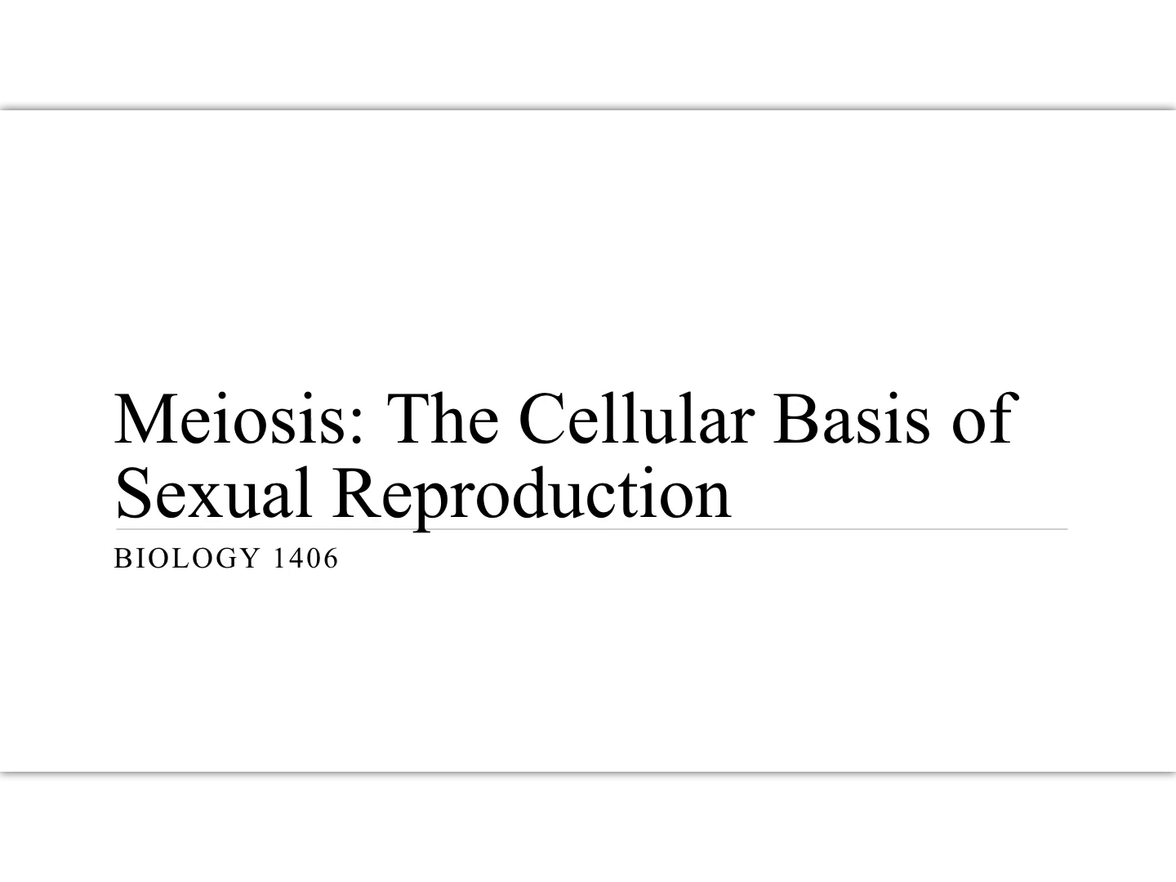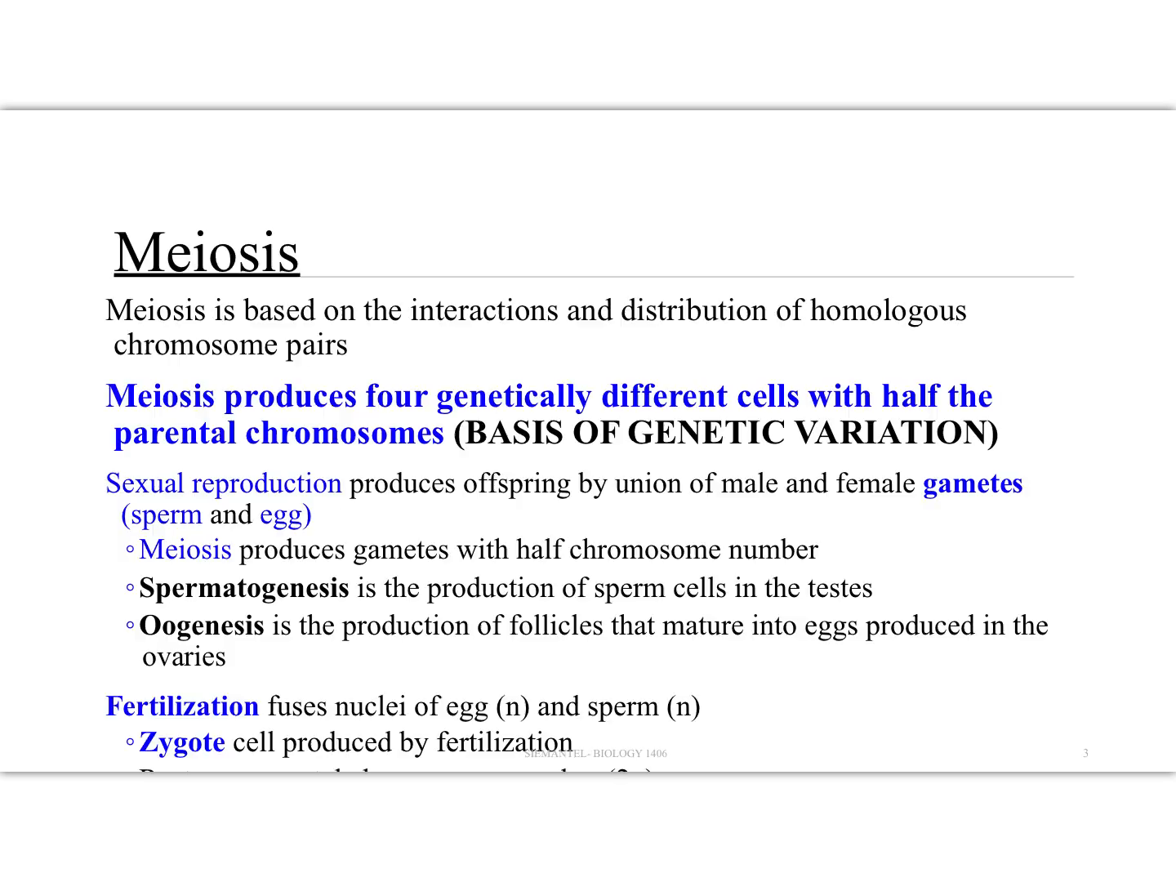Hello everyone. So this is the video lecture for meiosis. And in this video lecture, we're also going to cover the concept of sexual reproduction. So here we go. Meiosis is yet another form of sexual reproduction. So let's make a note of that. And it is all based on the movement and interaction and distribution of homologous chromosome pairs.